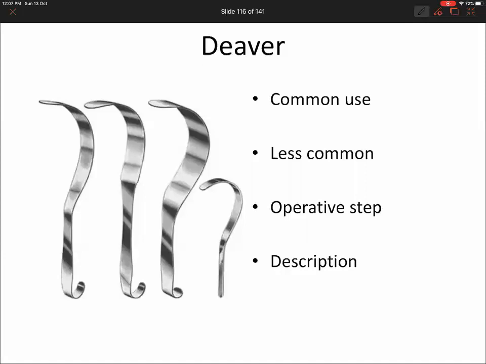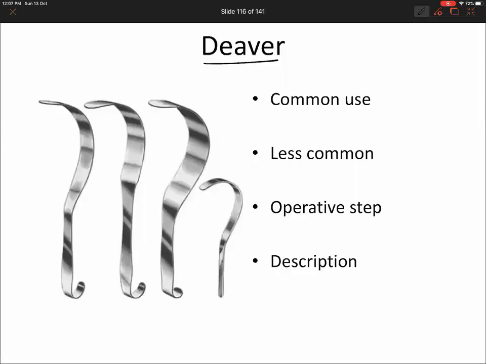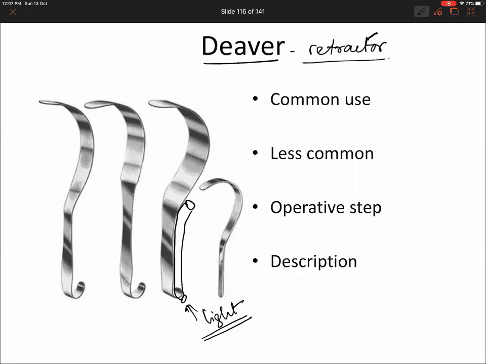These retractors are called Deaver's retractors, as you can see, in various shapes and sizes. One of the retractors that you may be given may contain an attachment for providing a light, which is usually not given in an MBBS class. So please remember that this is called a Deaver's retractor.